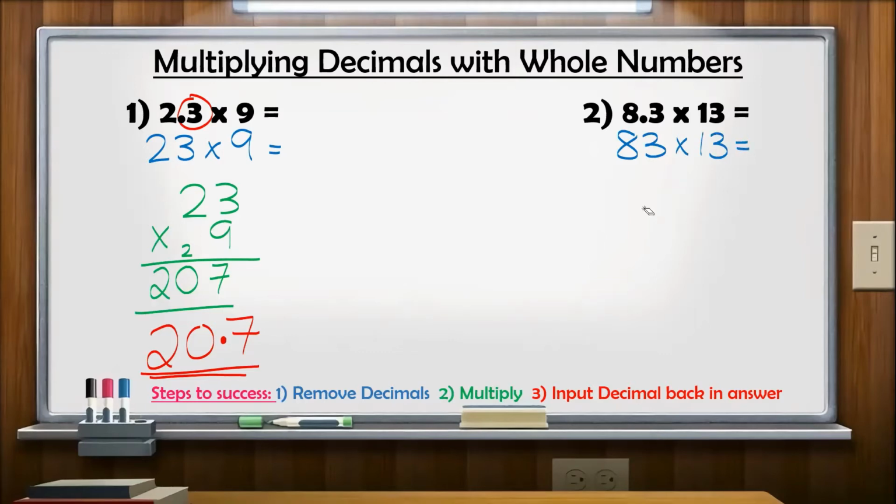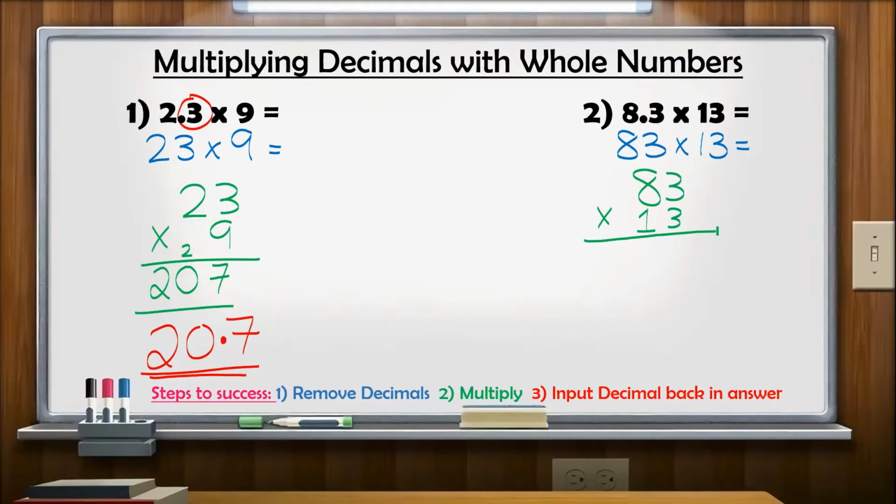So step 2 requires us to multiply what we now have, 83 times 13. And again, I will rewrite this question and solve it as I would normally do for any other multiplication problem which involves whole numbers. Again, I will be using the carry over method, but please feel free to use any method you are comfortable with.